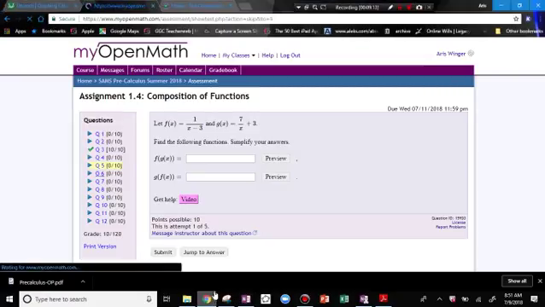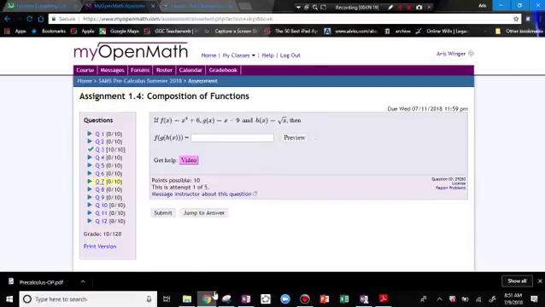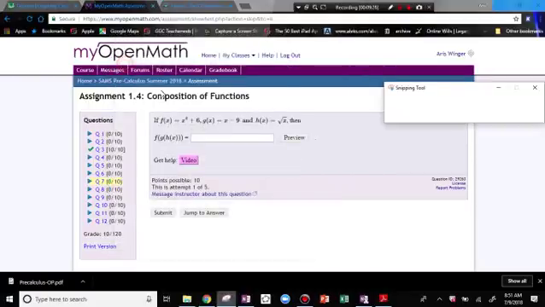Six. More practice. 7. F of g of h. Someone sent me an email about this one.